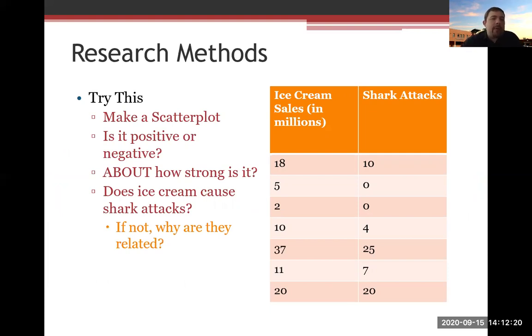So what I would like you to do with this for practice is make a scatter plot and determine: is there a correlation between ice cream sales and shark attacks? If there is one, is it positive or negative? Give it a rough correlation coefficient. Don't do any math. Just if it's really strong, give it a really high number. If it's really low, give it a really low number. Make sure you pay attention to that positive or negative at the beginning. And come up with our answer.